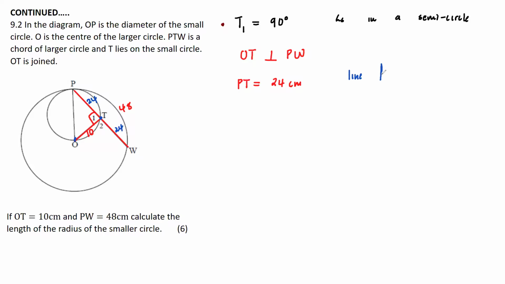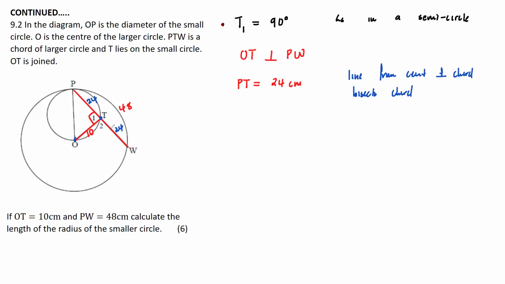Line from center perpendicular to chord bisects chord. All right. Line from center perpendicular to chord bisects chord. So PT is 24. I know OT is 10. So now let me go to the small circle.